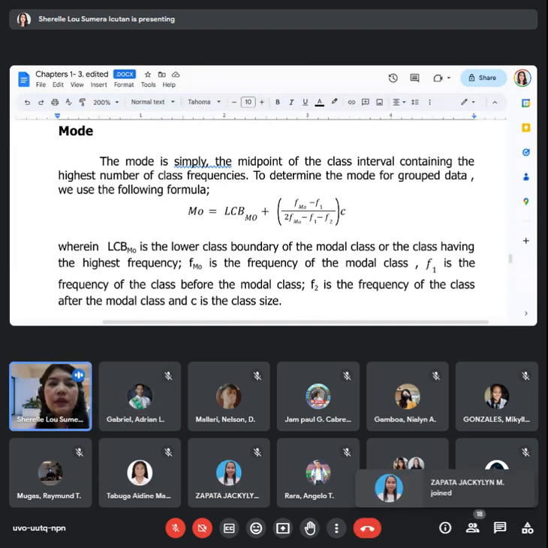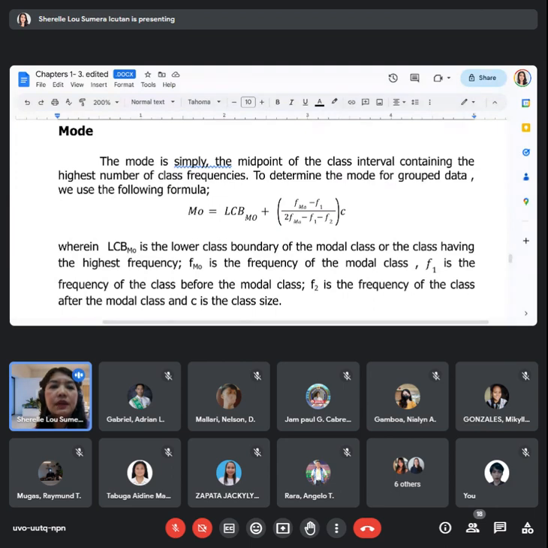So if you're going to look at the formula for the mode, you have here the lower class boundary of the modal class plus frequency of the mode minus F1 over 2 times FMO minus F1 minus F2, times C. If you already know how to compute for the median, your C is the same, that's the class size. In here, the lower class boundary is not in the median class but in the modal class. Now, how are you going to determine the modal class? The modal class is the class with the highest frequency.